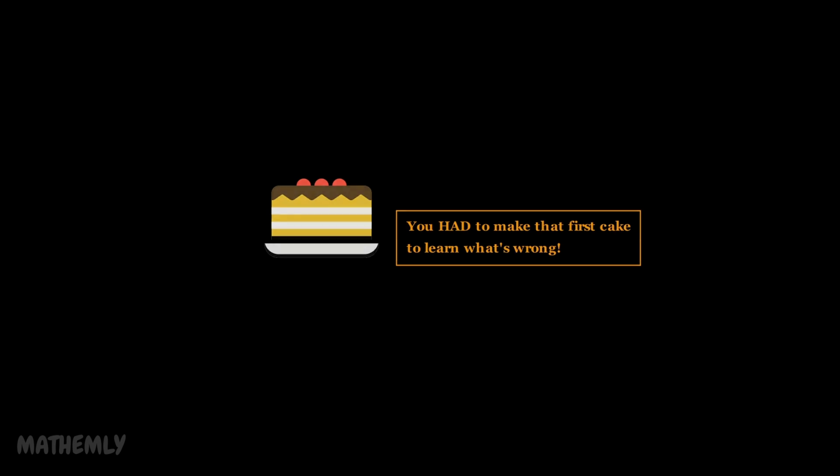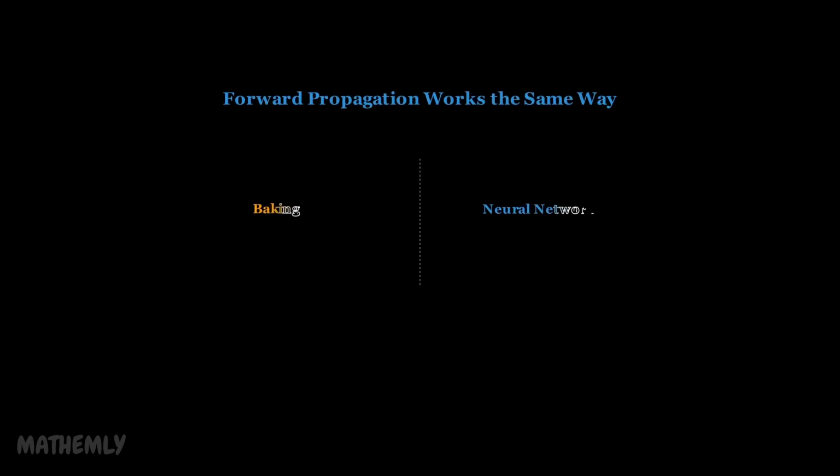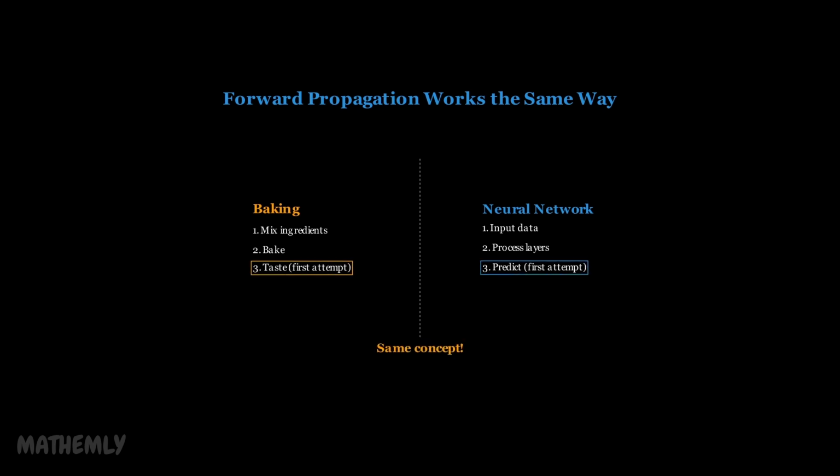So, here's another real-world example of this concept. Imagine you're learning to bake a cake for the first time. You mix the ingredients, bake it, and taste it. That first bite tells you what to change, maybe less sugar or more baking powder, but you had to make that first cake to learn what's wrong. Forward propagation works the same way. It's the network's first taste, its initial attempt to understand the relationship between inputs and outputs before any fine-tuning happens.